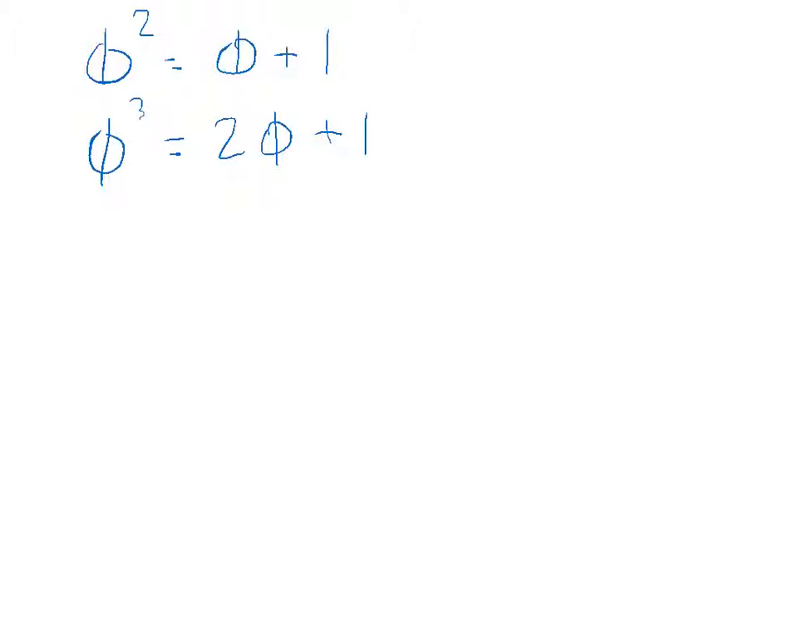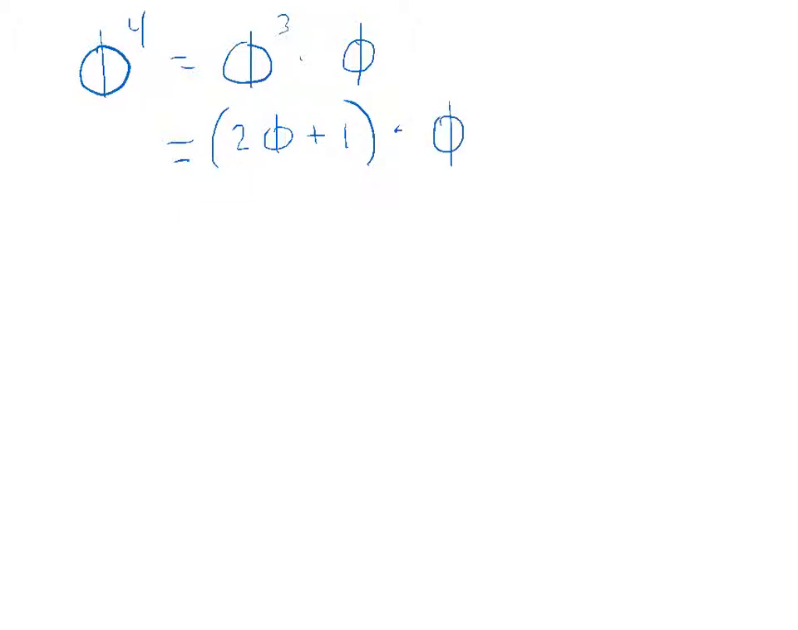I'm going to keep a little running tally of my values of my powers of phi. So phi squared is phi plus 1. And phi cubed, I just calculated, was 2 phi plus 1. Now I'm going to try to calculate phi to the fourth. So if I want phi to the fourth, I'm going to take phi cubed times phi, using the fact that when you have like bases, you add the exponents. Phi cubed ended up being 2 phi plus 1, so I'm going to replace this phi cubed with 2 phi plus 1, and then multiply that times phi.